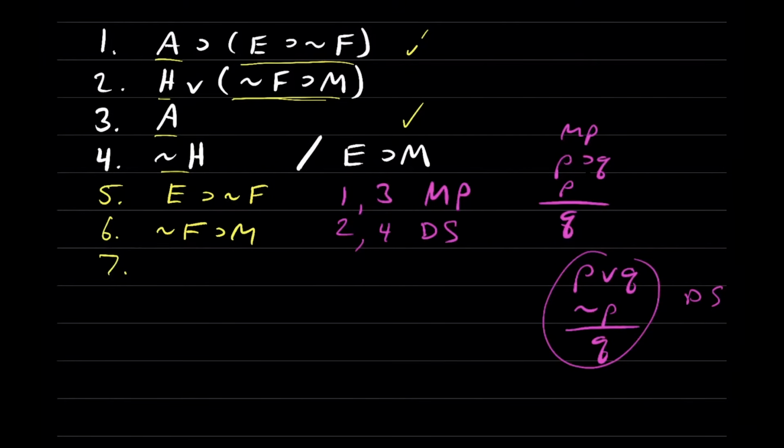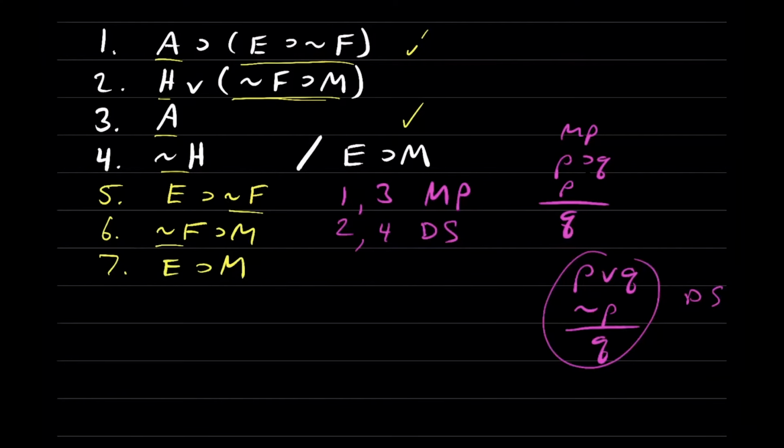Okay. What I notice next is that in line 5 and line 6, you've got 2 conditionals where the same term, not F, is the antecedent of one and the consequent of the other. If you just naturally speak through the reasoning here, you should be able to see what follows. Line 5 says E implies not F. Line 6 says that not F in turn implies M. From that, you can conclude that E implies M.